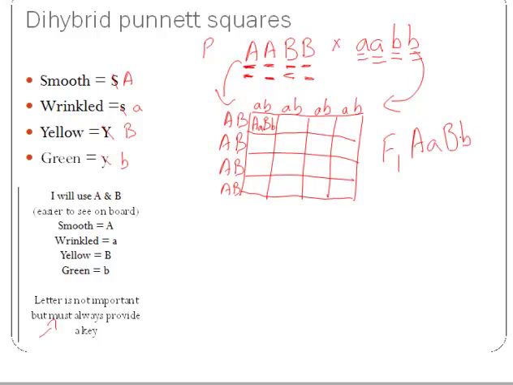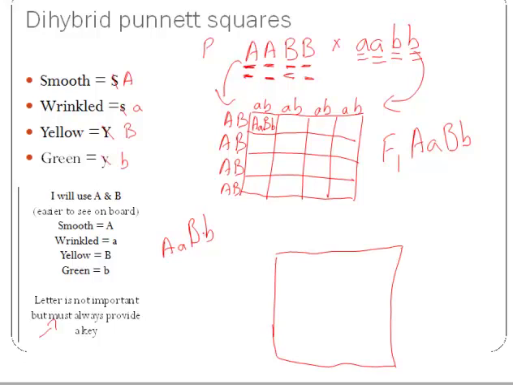And we can cross two of our F1s together. So if we draw a second Punnett square to represent our F1s crossing, again, one parent would be capital A, lowercase a, capital B, lowercase b, and the other parent would be capital A, lowercase a, capital B, lowercase b.